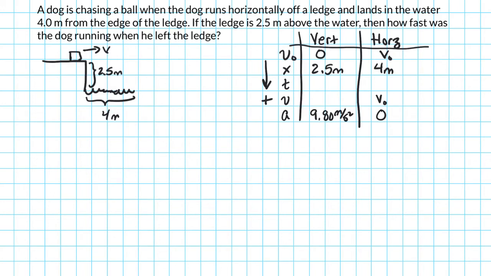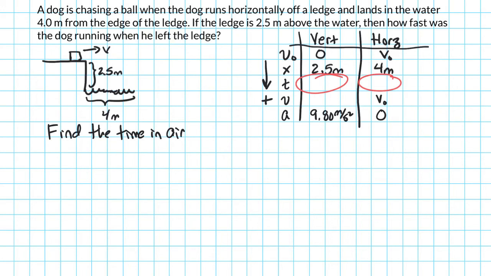All right. What I'm going to do here is I'm going to find the time using the vertical givens because I have enough there to find the time. And what I know is when I find the time, that the time I find with the vertical givens is the same as the time in the horizontal givens. And then I'll use my kinematics again horizontally now that I'll have enough variables to find out what the initial velocity is. So let's do that. Okay. Find the time. And that's time in the air.